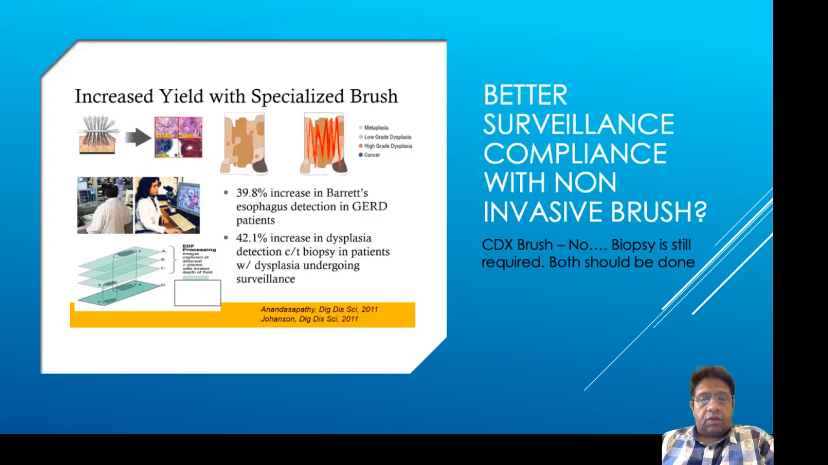Just of note, there is better surveillance compliance with the non-invasive brush. This is called the CDX brush. However, a biopsy is still required, so basically you have to do both. However, the compliance amongst patients tends to be better when you offer them the brush initially, and then you would have to convince them to allow you to biopsy as well.